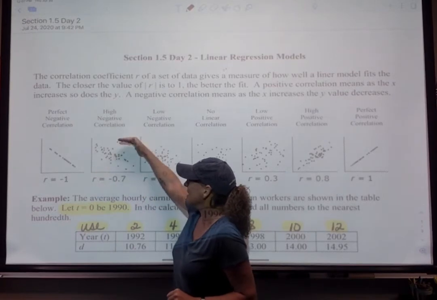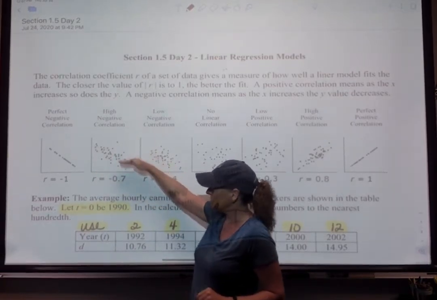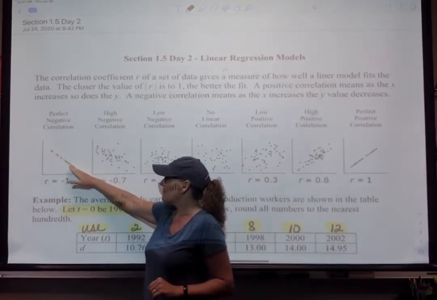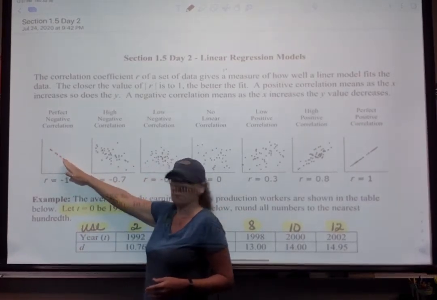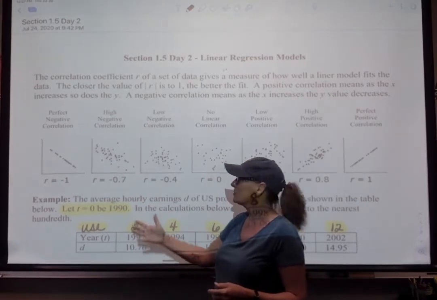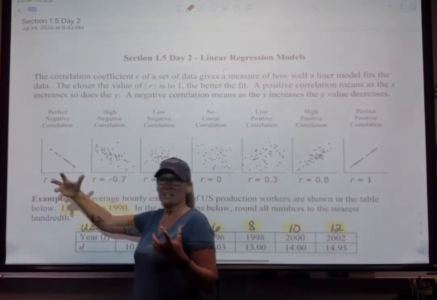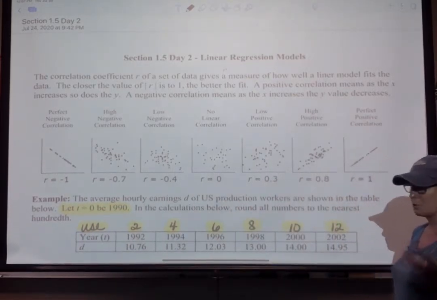As x increases, the points get lower, the y's are decreasing. And then, my goodness, if you graph your data and it looks like that, that is a really good linear relationship. And notice it would have a negative slope. So negative correlation corresponds with a negative slope. Positive correlation would more likely correspond with a positive slope.